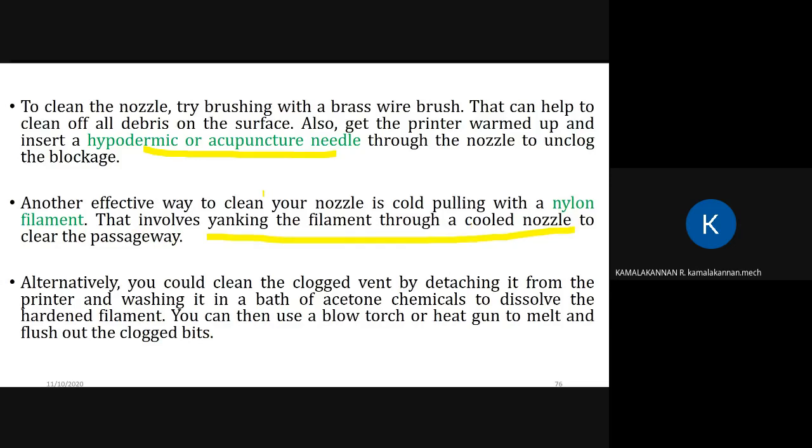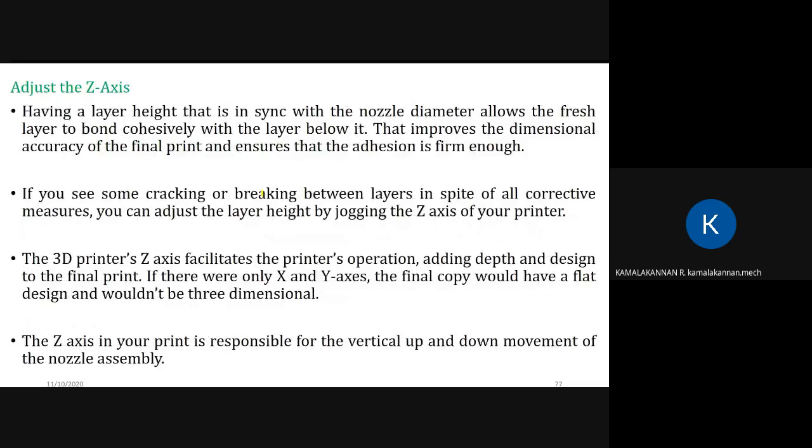Next one is to adjust the z-axis to improve the bonding. In general, there will always be a problem in the z-axis, or rather the z-axis is always the weaker section. So you have to adjust the z-axis. Adjusting the z-axis will give you proper bonding, because the z-axis is responsible for your vertical up and down movement. So you have to adjust it properly to have a good mechanical bond.